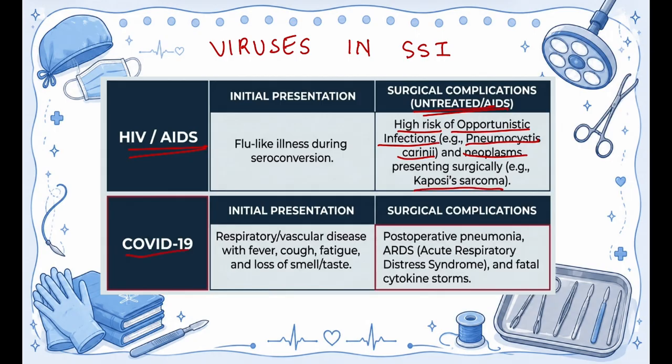COVID-19 carries its own unique post-operative risks. Because it's a respiratory and vascular disease, the trauma of surgery can actually trigger acute respiratory distress syndrome. It can even cause fatal cytokine storms. That's an extreme immune response where the body essentially attacks its own tissues.